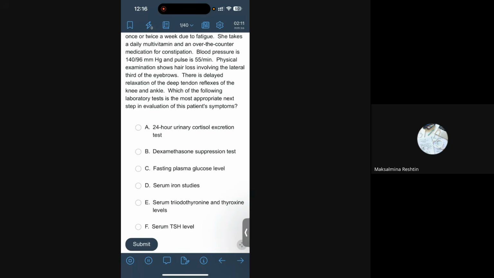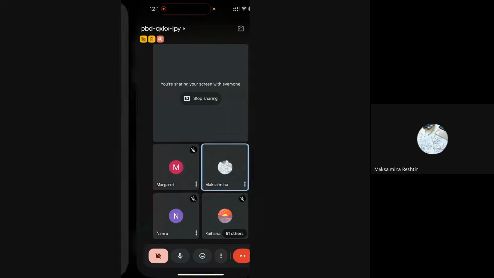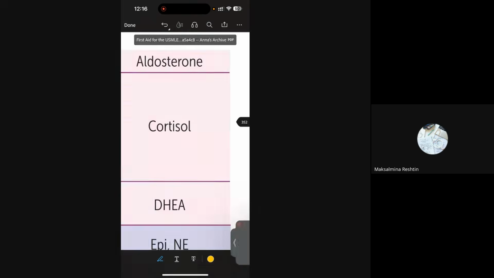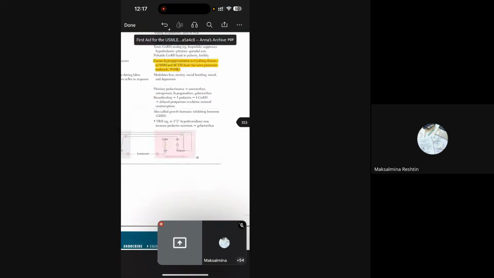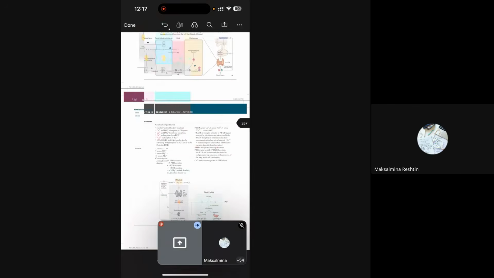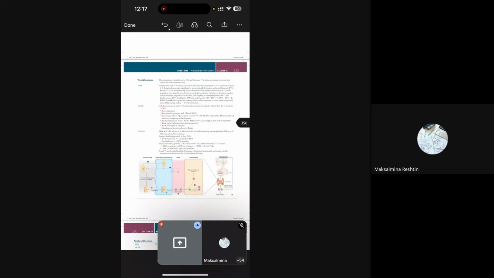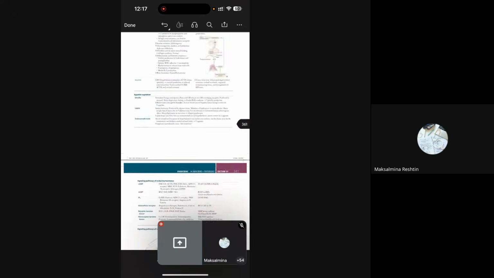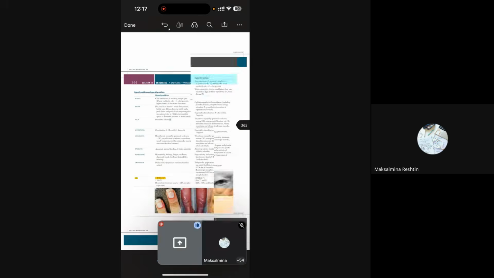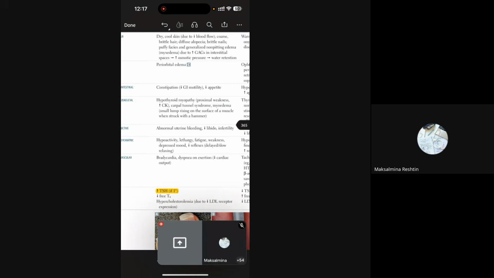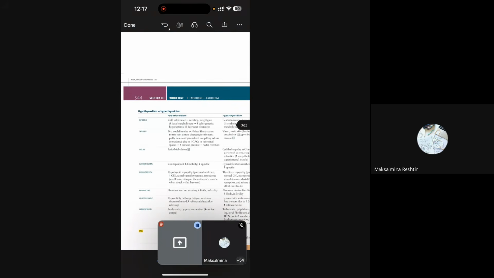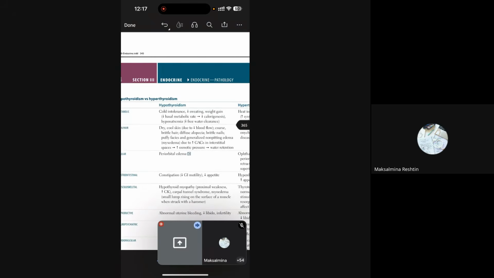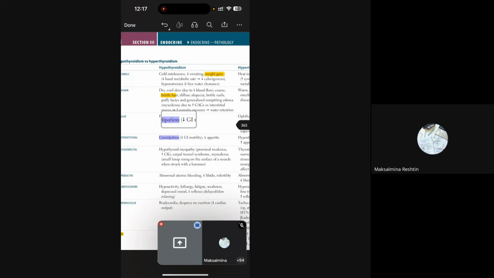Hypothyroidism. Hypo or hyper? Hypo. It is hypothyroidism. Let's see the hypothyroid effects. We are seeing weight gain in this patient. Brittle hairs, diffuse alopecia. The patient has constipation as well.